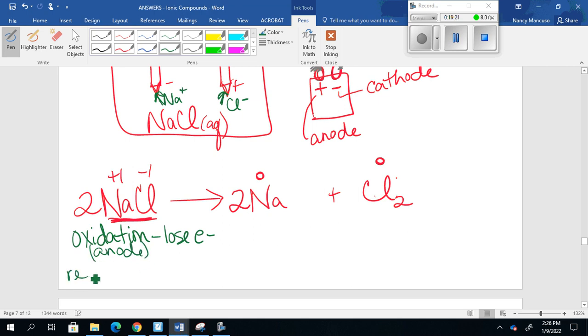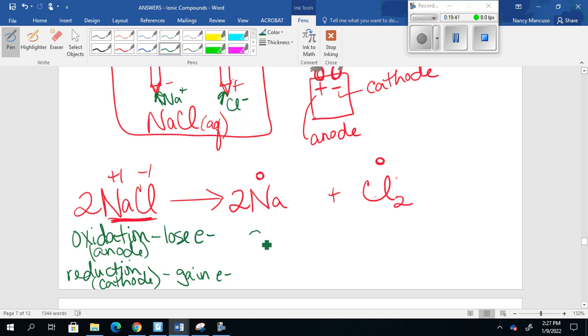And then we have reduction reactions, and those always happen at the cathode. I like to say "An Ox and Red Cat." That's always how it happens. And this one's going to gain electrons.